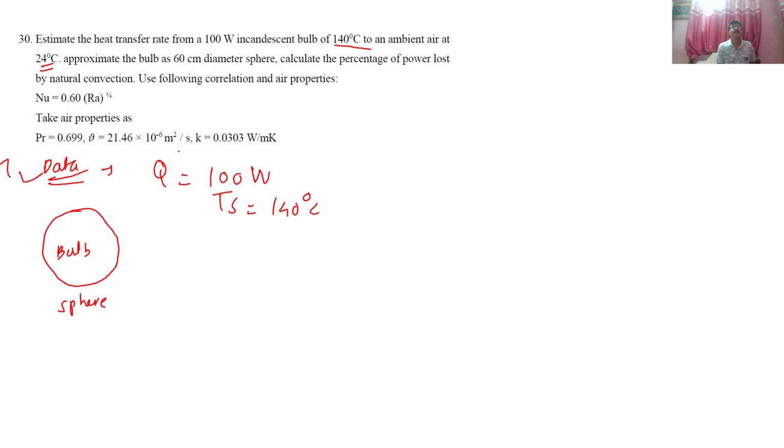And what is the ambient air condition? 24 degrees Celsius is the temperature of the surrounding air, T infinity. Approximately the bulb has 60 centimeter diameter, so the sphere's diameter is 60 centimeter, so 60 centimeter means what? 0.6 meter. Calculate the percentage of power lost by natural convection.